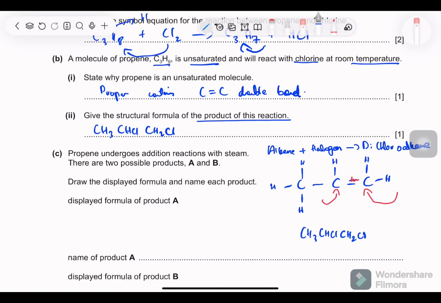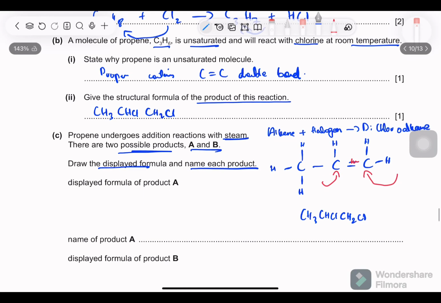Next, propene undergoes addition reactions with steam. There are two possible products, A and B. Draw the displayed formula and name each product. Displayed formula of product A, displayed formula of product B, and their names. So we know this reaction: addition of steam to an alkene gives us an alcohol, but the alcohol depends on which double bond is broken and which has an OH attached to it. For example, the water contains two parts like this, OH minus and H plus. If we draw the alkene initially, the propene, it will be like this.